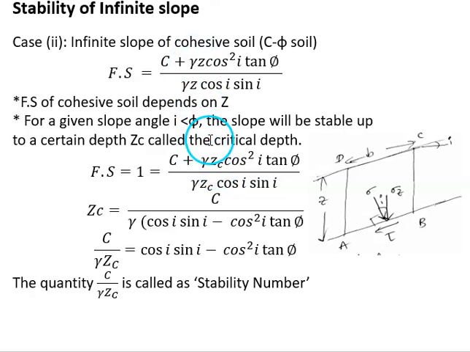So instead of z, if you take zc, we get c by gamma zc equal to cos i sin i minus cos square i tan phi. If we observe this part of the equation, c by gamma zc looks like c by gamma into Hc. What is c by gamma Hc? It is nothing but the stability number. So if the stability number is not given, for infinite slopes we can use this equation, cos i sin i minus cos square i tan phi, to estimate the stability number.